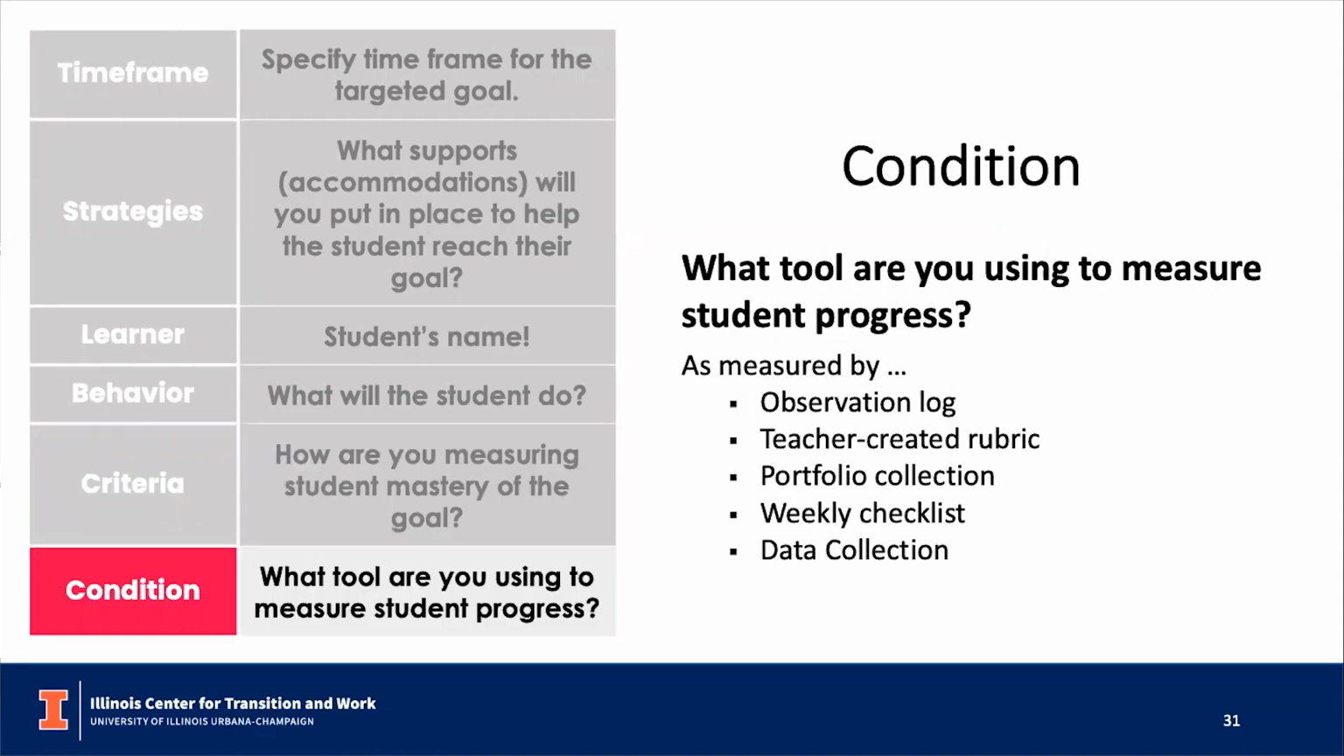All right, and then condition. Thinking about how we're measuring this. Are we looking at an observation log? Is there a teacher created rubric that's being utilized? Are the students creating some sort of tangible product that could be part of a portfolio collection? Is there a weekly checklist that we're utilizing? Is there another data collection tool that the teacher is using? But really thinking about what's that behavior and how can I gather progress from that? So is it something I see? Is it something I collect? Is it something I reflect on after? Really thinking intentionally about how that goal is going to be measured and how you're going to be reporting out on that goal.